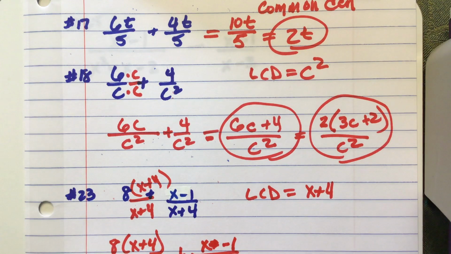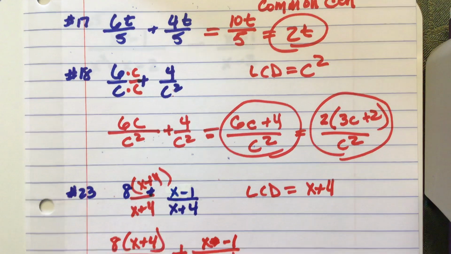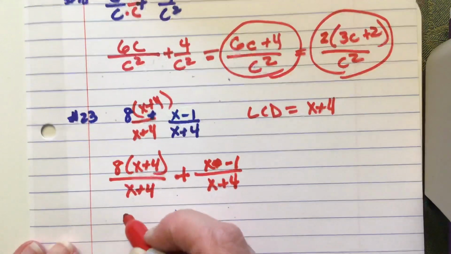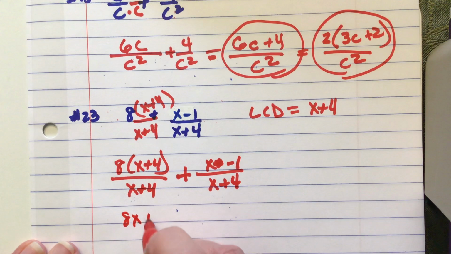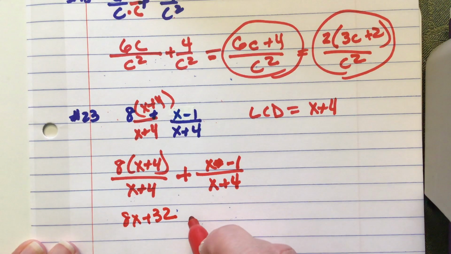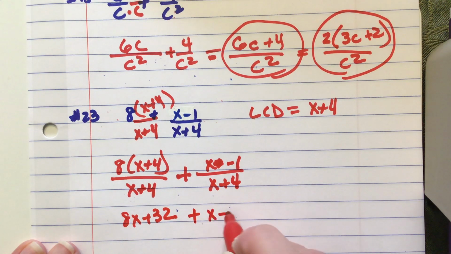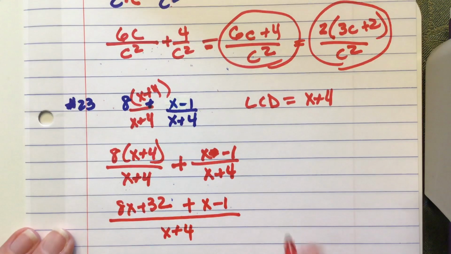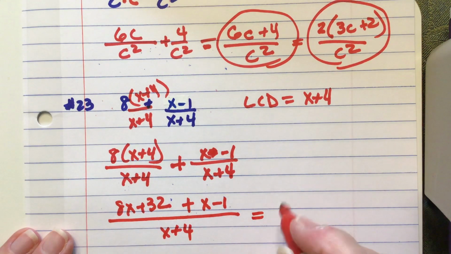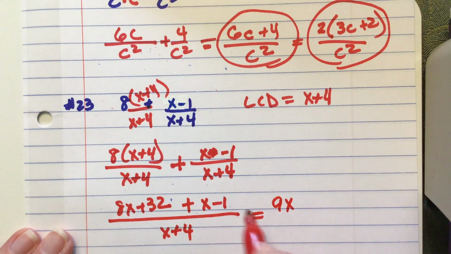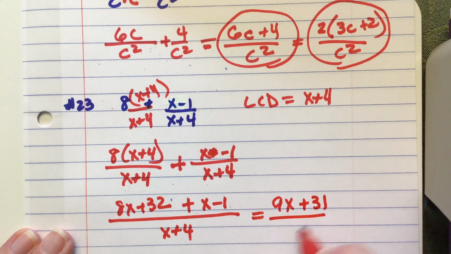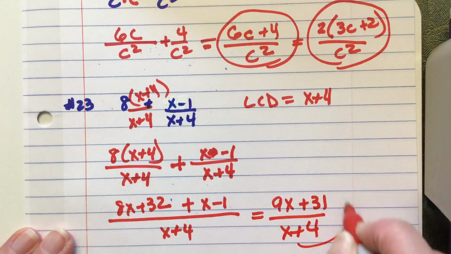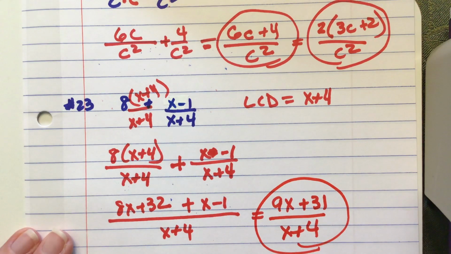And what I'm going to do here is, now I have a common denominator, I'm just going to multiply out my distributive property here. So I have 8x plus 32, and then in the other fraction I have x minus 1, and that whole thing is over a common denominator of x plus 4. And then I'm going to add up my like terms. 8x plus x is 9x. 32 minus 1 is 31, and that is over x plus 4. And there's nothing I can factor out of 9x plus 31 to make that reduce to go any further.